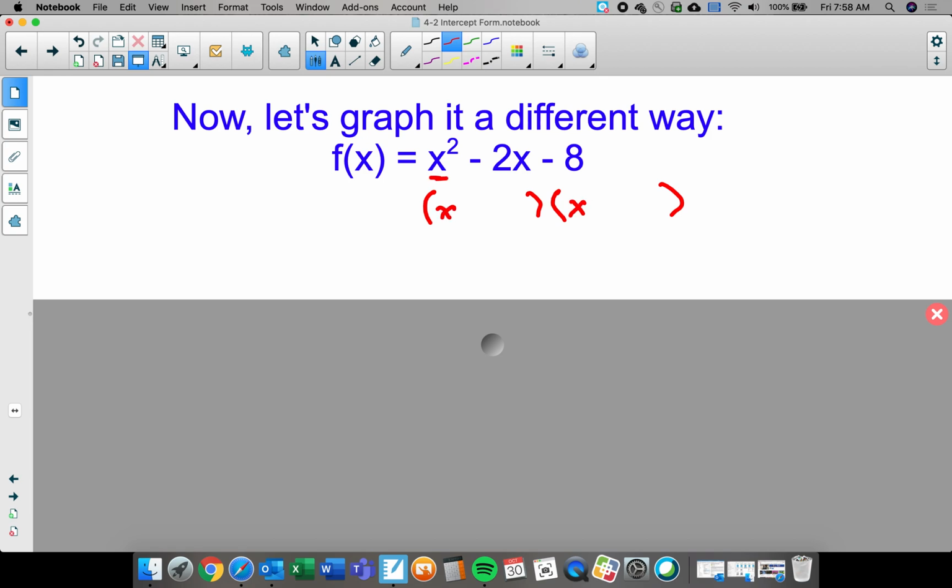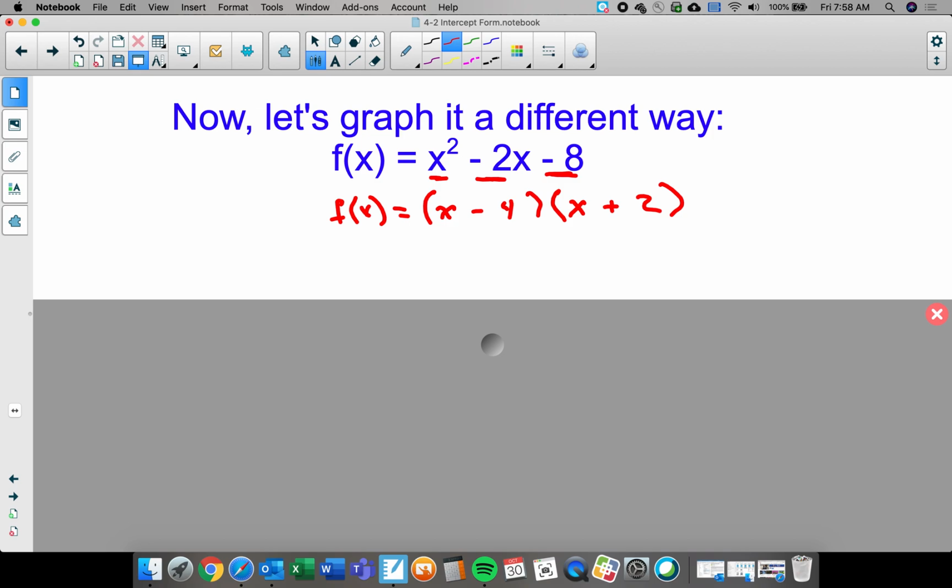That's x times x. And then I'm looking at what multiplies to give me a negative 8 that will add to a negative 2, which in this case, 4 times 2 will work out. And in order to get a negative 2, I need a negative 4 and a positive 2. Those numbers will add to negative 2, and they will multiply to this negative 8. So this is the factored form of that.